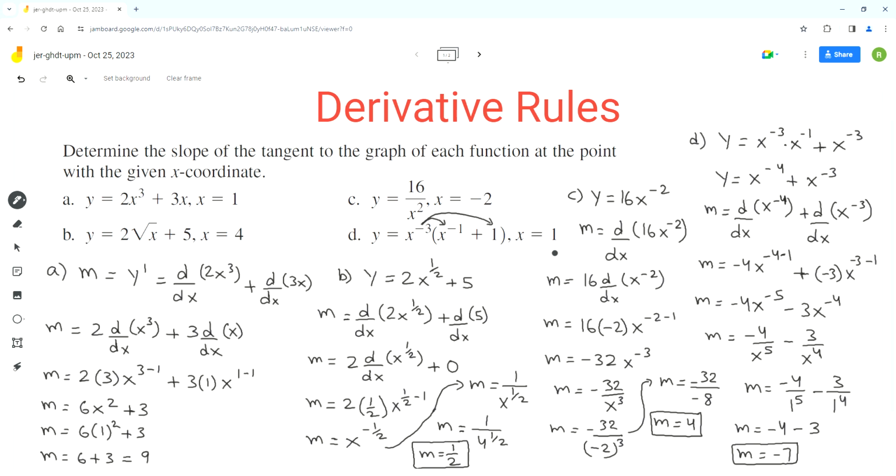So these are the steps you have to keep in mind to solve a problem like this one. We have to find the slope of the tangent, which is the derivative of the function to which the tangent is being drawn, and then we sub in the given x coordinate to find the value of the slope.